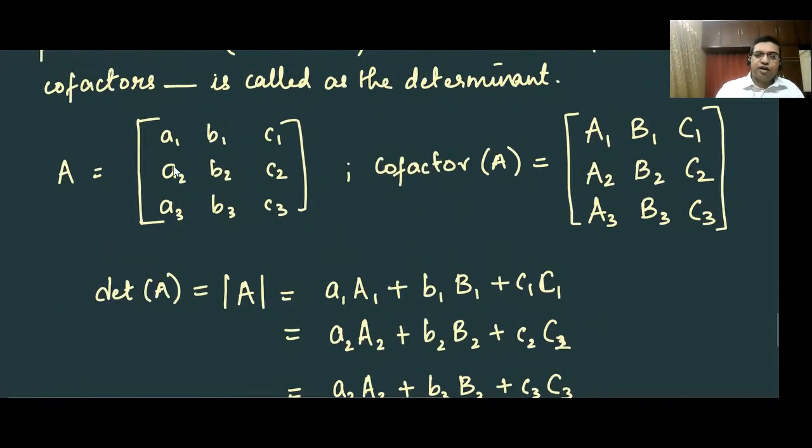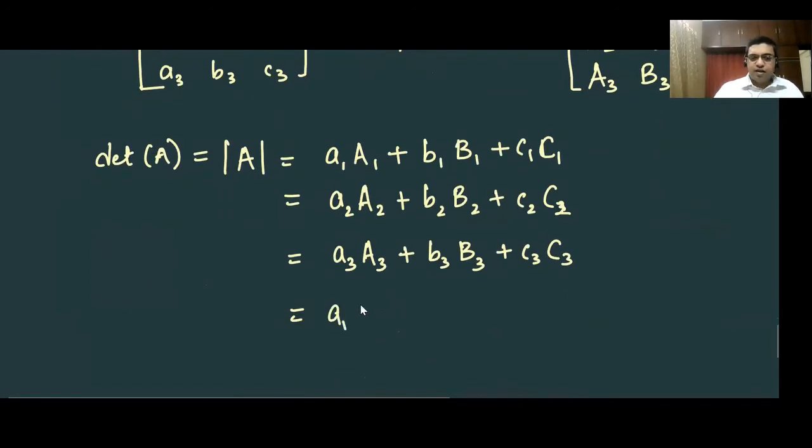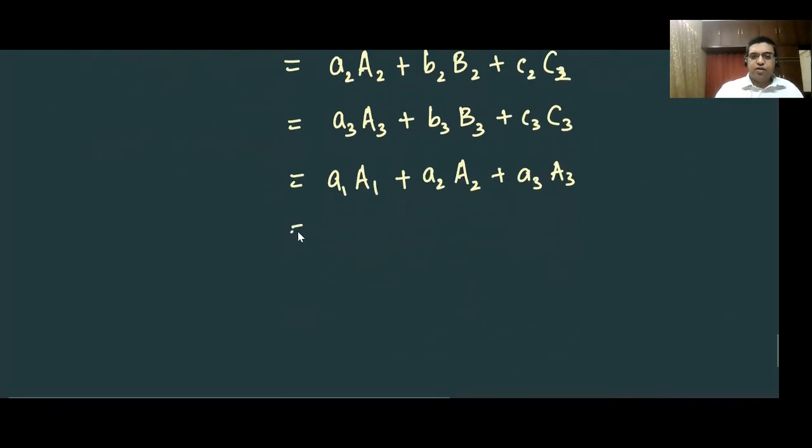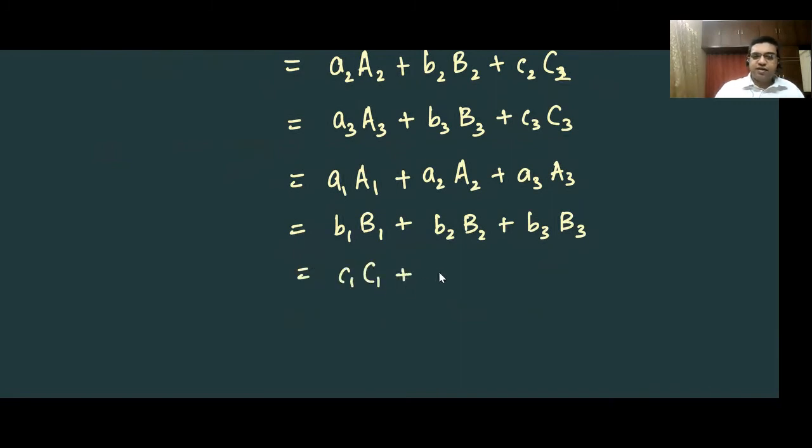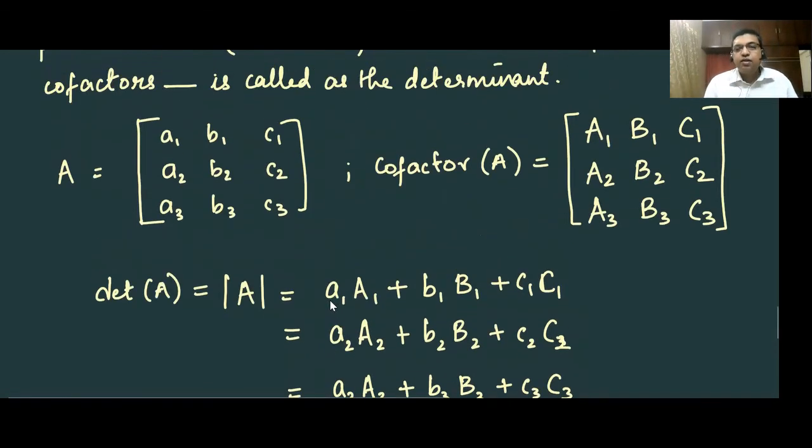Or you can take along a column: A1 capital A1, A2 capital A2, A3 capital A3, or B1 capital B1, B2 capital B2, B3 capital B3, or C1 capital C1, C2 capital C2, C3 capital C3. So along any row or any column, you multiply those elements by their corresponding cofactors and add, you get the determinant.